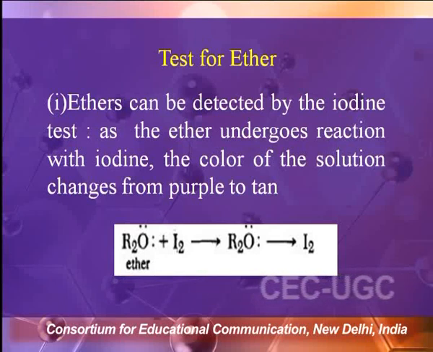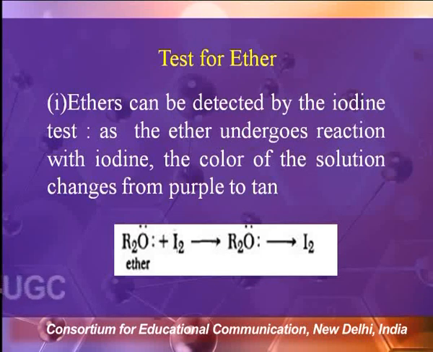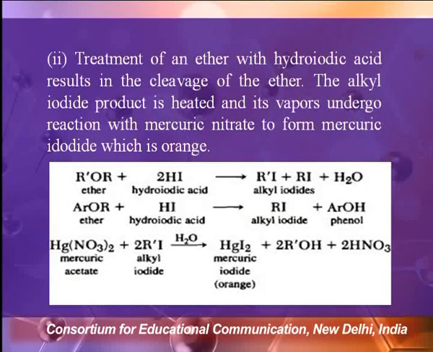As the ether undergoes a reaction with iodine, the color of the solution changes from purple to tan. How does the reaction proceed? You can see ether R2O, you can also write ROR, reacting with iodine. Another test is there to detect the ether.